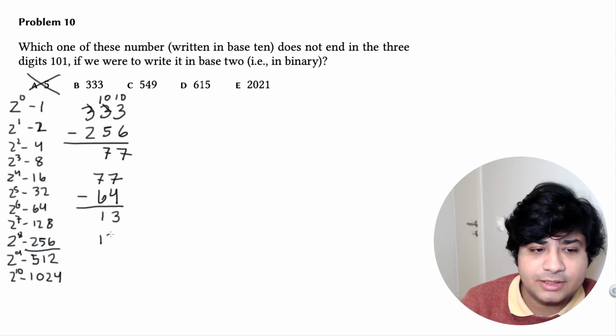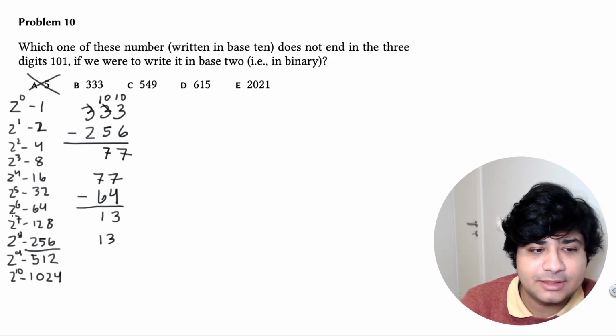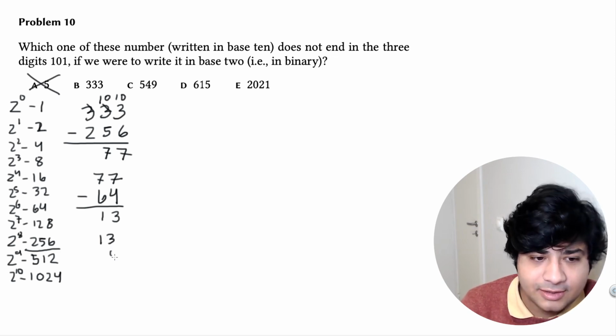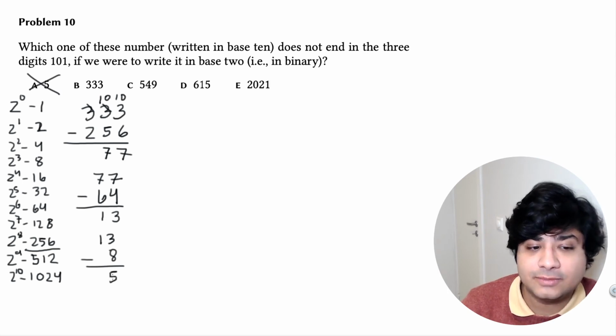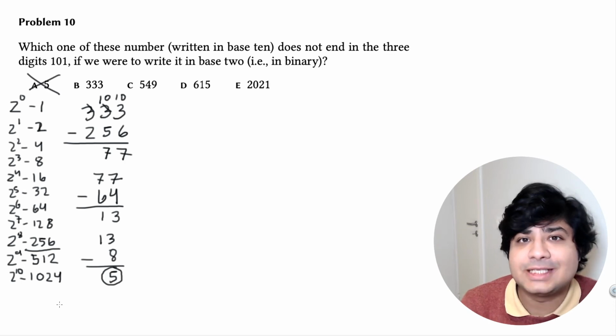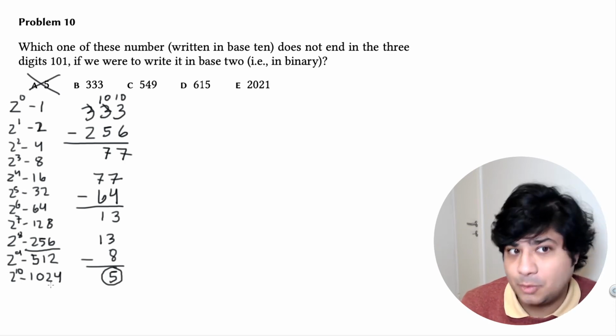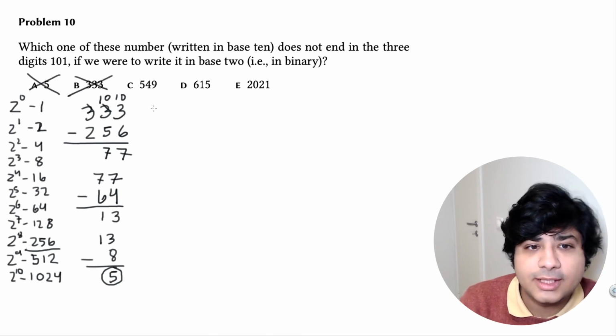Let's do a 13, although we've already done this earlier in this video. 13, which is going to be that. That's going to be 8 going in there. So that's going to be a 5 at the end. And there you go. That's our little ding, ding, ding. We got a 5 at the end, which means that it's going to end in 101. So it can't be this either. Now, let's try the other number.